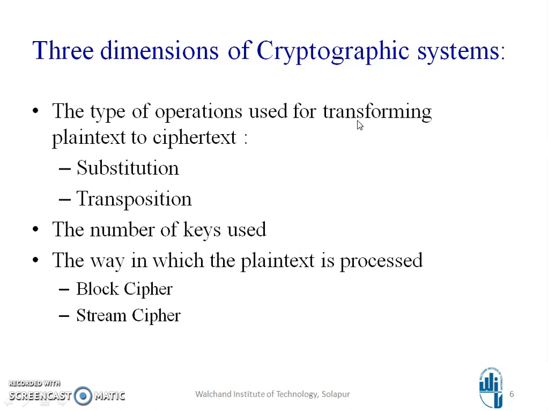The other dimension is the number of keys used. If both sender and receiver use the same key, the system is referred to as symmetric, single key, secret key, or conventional encryption. Whereas, if the sender and receiver use different keys, the system is referred to as asymmetric, two-key, or public key encryption. The third dimension is the way in which the plain text is processed. A block cipher processes the input one block of elements at a time, producing an output block for each input block. And a stream cipher processes the input elements continuously, producing output one element at a time as it goes along.